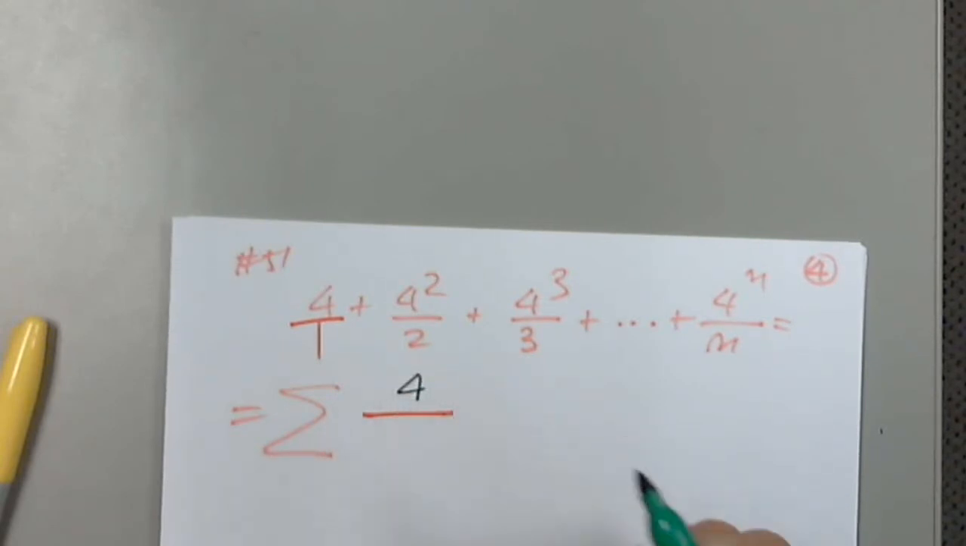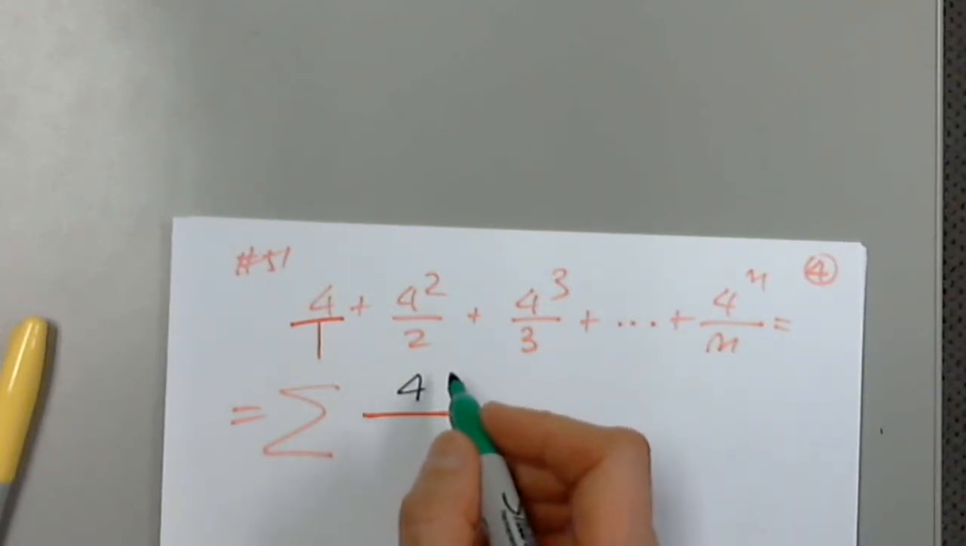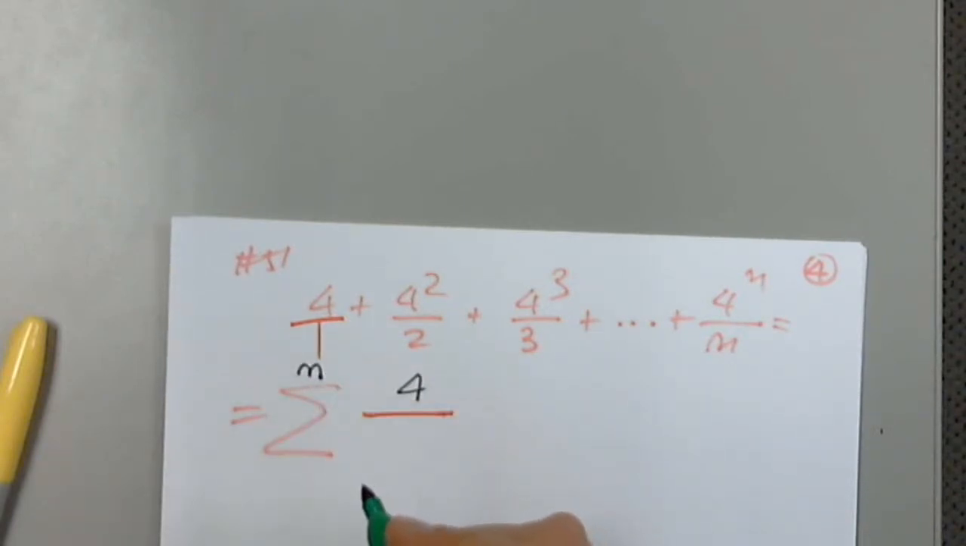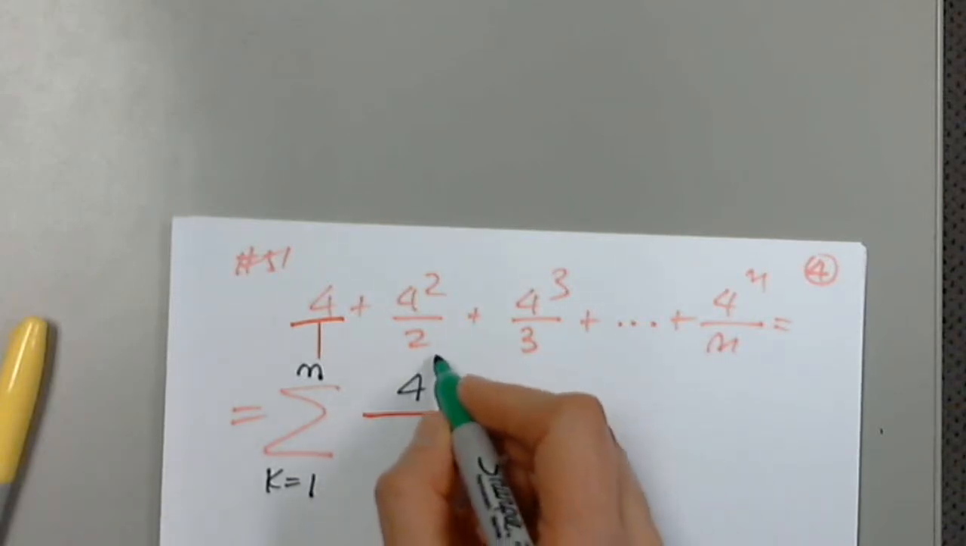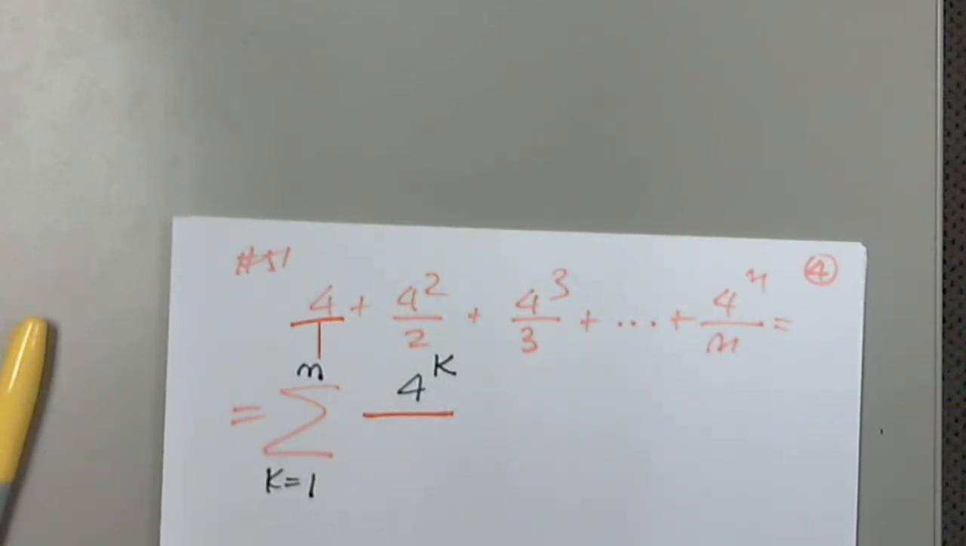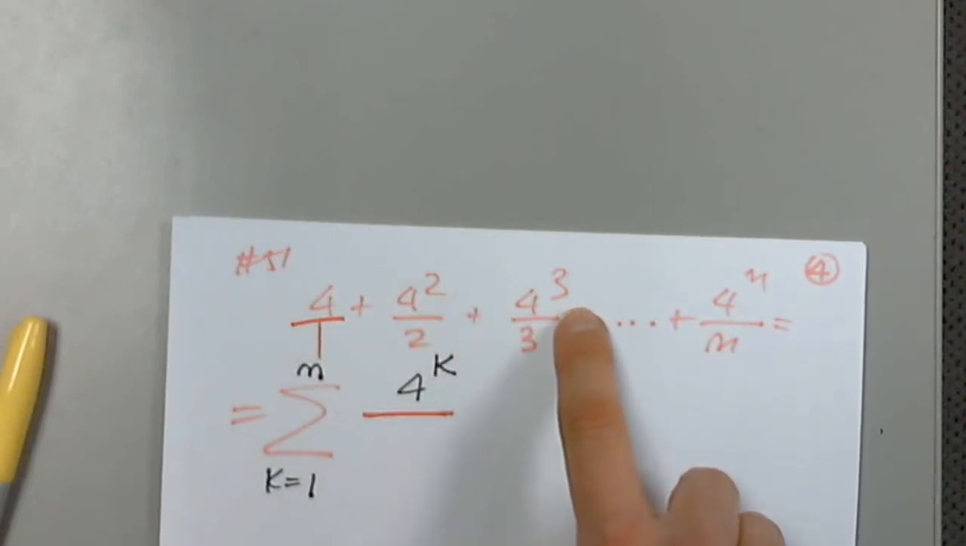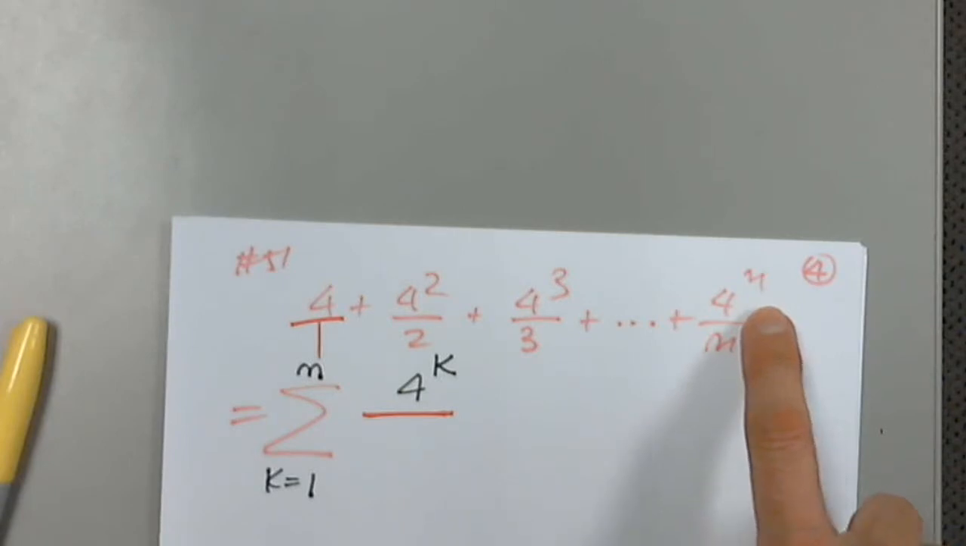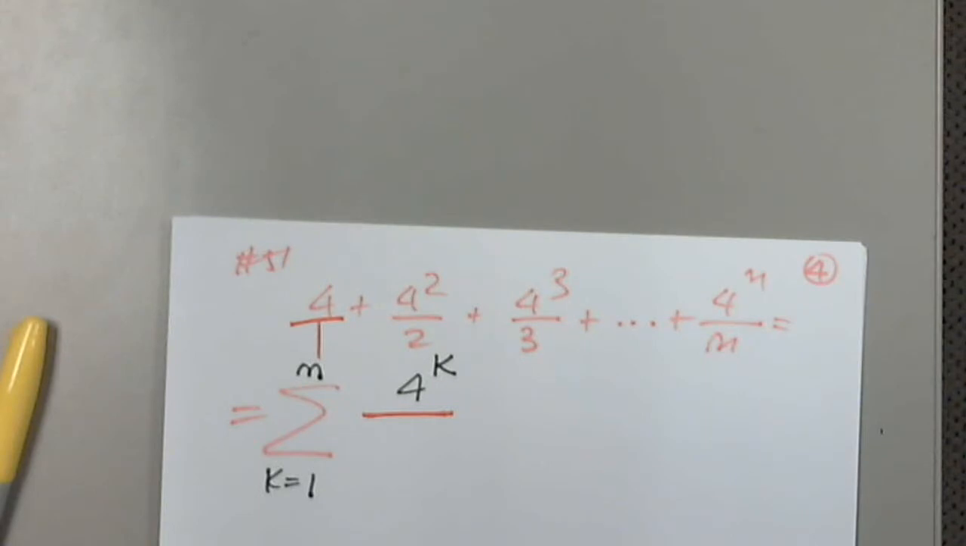4 to the? N. I cannot use n. N has to be the upper limit. So I will say k equals 1. So it's going to be 4 raised to k. When k is 1, I get this. When k is 2, I get this. When k is 3, I get this. When k is n, finally, I get this. Is that okay? Good. Now the denominator, please.